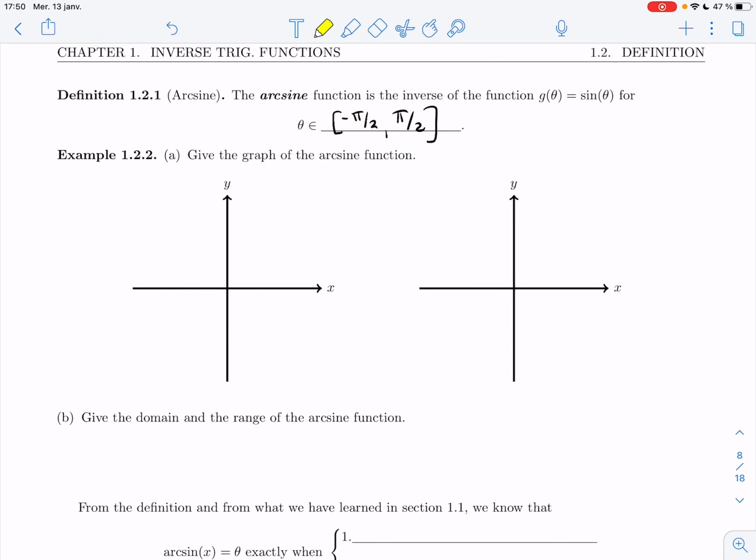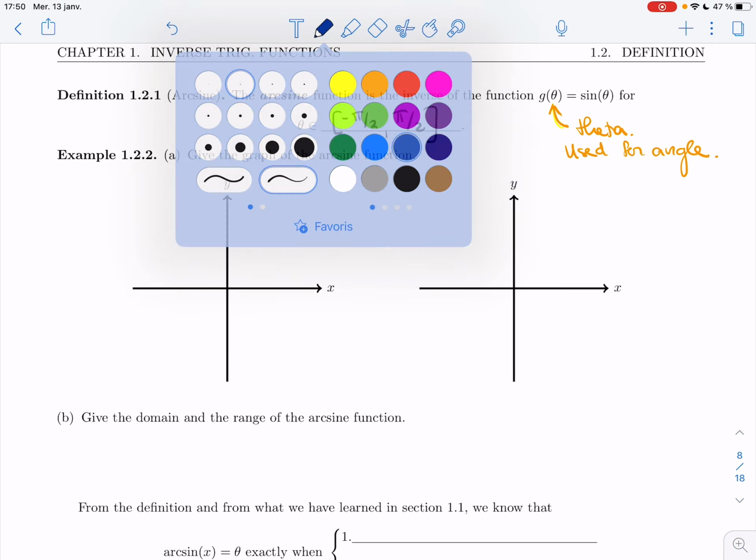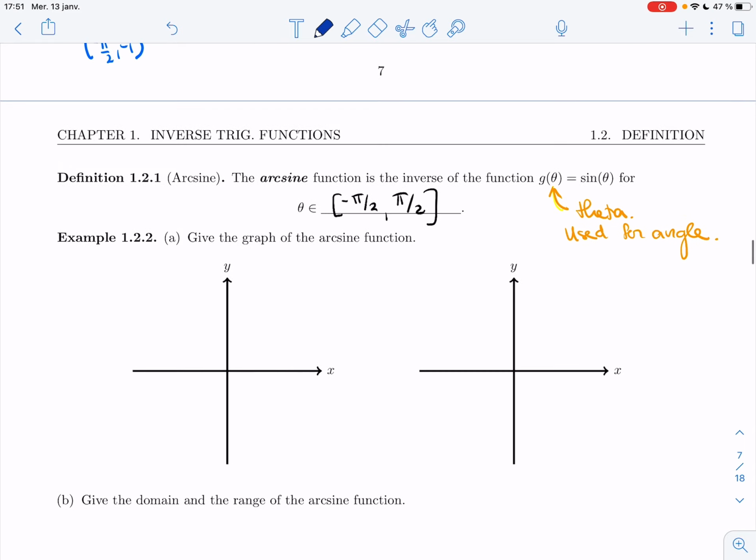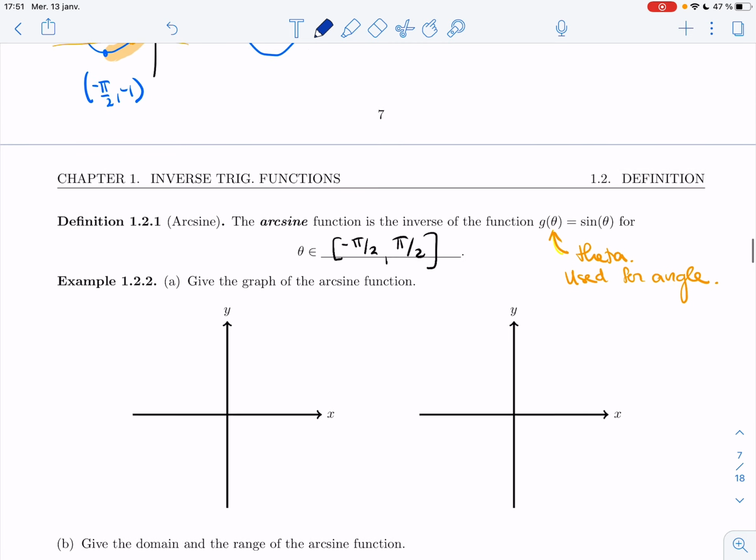This Greek letter is theta, and it will always stand for angle. I like to use it because it reminds you that sine takes an angle. You'll see later on how it becomes useful when you have sine and arcsine, to have one of the variables be theta. That way you know which one is the angle and which one is just the x or y value.